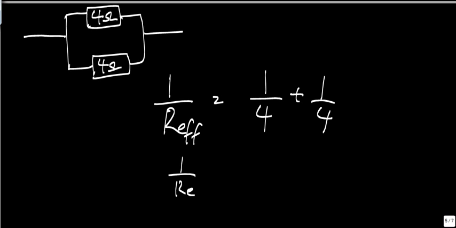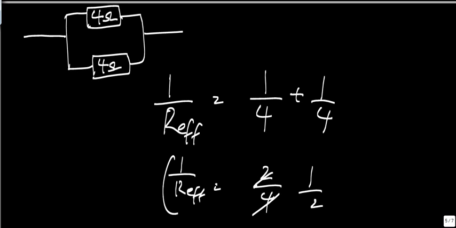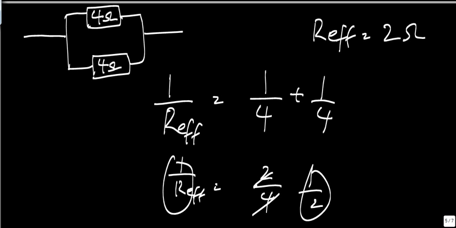1 over R effective is 1 over 4 plus 1 over 4, which is 2 over 4. That's equal to 1 over 2. And if you inverse these, you will find R effective is equal to 2 ohm. So what happened here? You have two resistances of equal resistance, and you find that their effective resistance is half of that. So resistance decreased. Effective resistance decreases if you place the resistors in a parallel circuit.